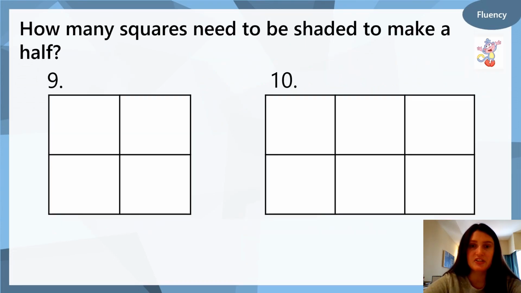Question 9 and question 10. How many squares need to be shaded to make a half? So for question 9, we have 4 squares. How many need to be coloured in to make a half? For question 10, we have 6 squares. How many need to be coloured in to make a half? Pause the video now while you answer the question.